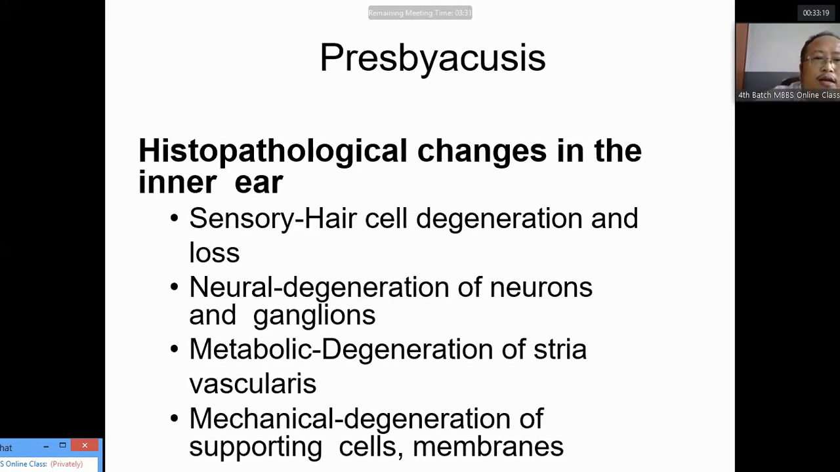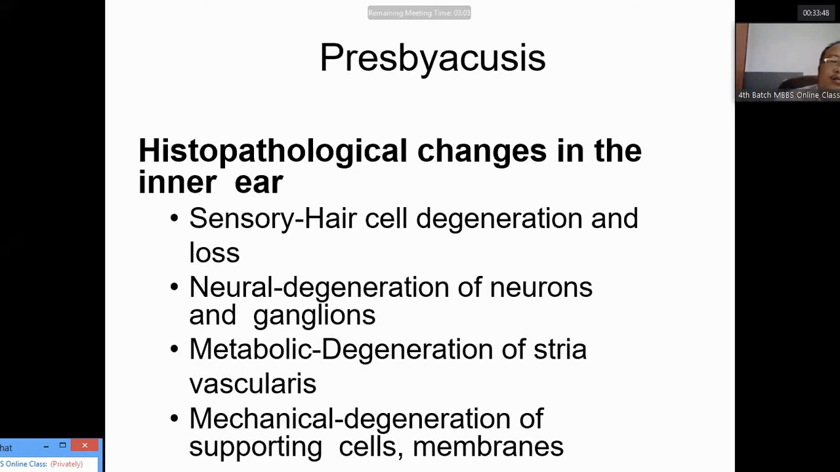So what happens in the case of presbycusis, age-related hearing loss? In histopathology, there is sensory hair cell degeneration and loss. In the case of neurons, there is degeneration of neurons and the ganglions. Metabolically, there is degeneration of the stria vascularis and degeneration of supporting cells and membranes.